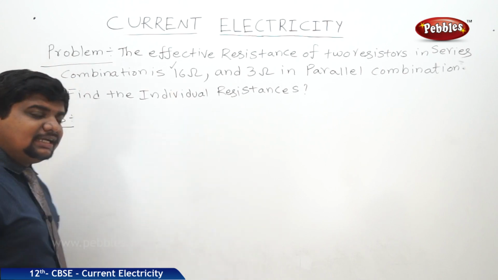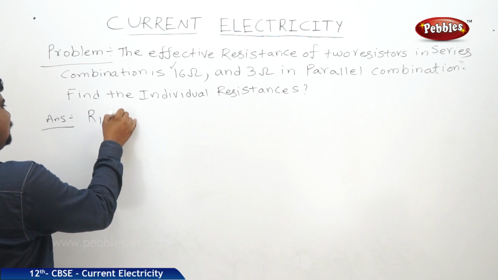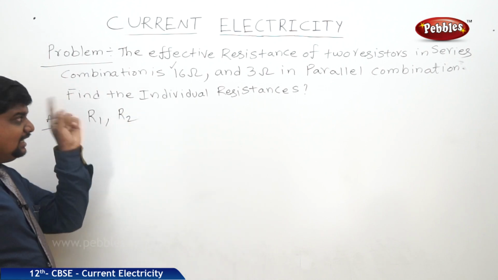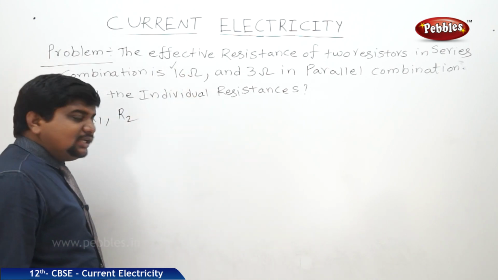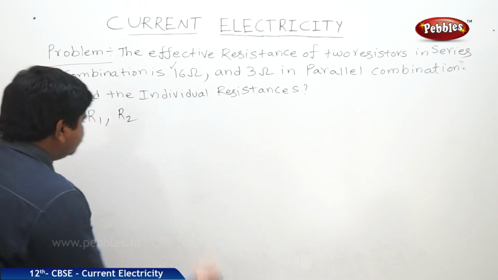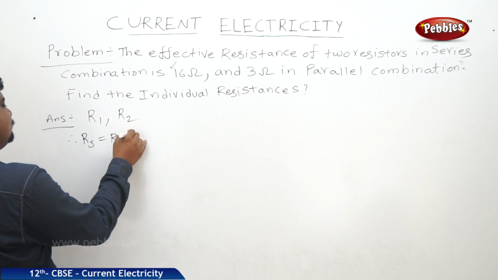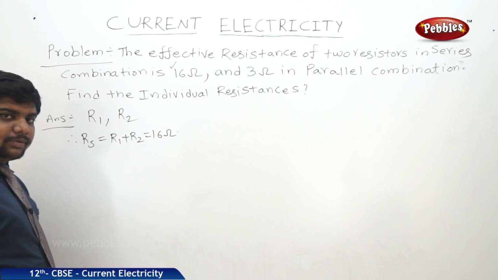Find the individual resistances. Let us take the individual resistances as R1 and R2. If these two resistors are connected in series, the effective resistance is 16 ohms. What is the rule in the series combination? Rs is equal to R1 plus R2. Therefore, Rs is equal to R1 plus R2 is equal to 16 ohms.